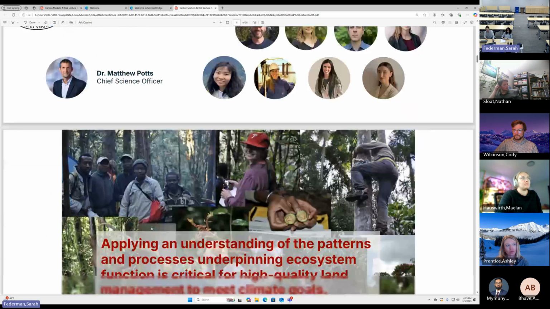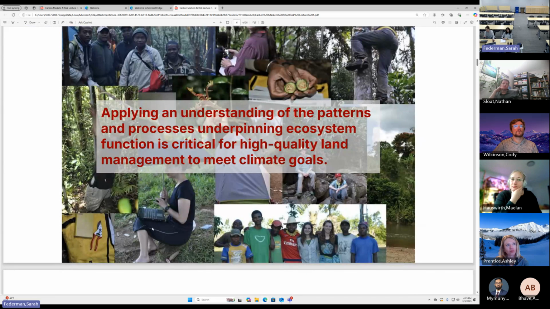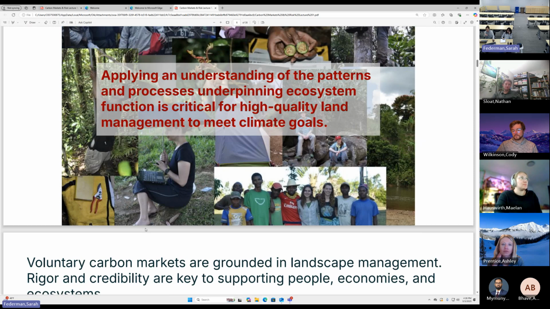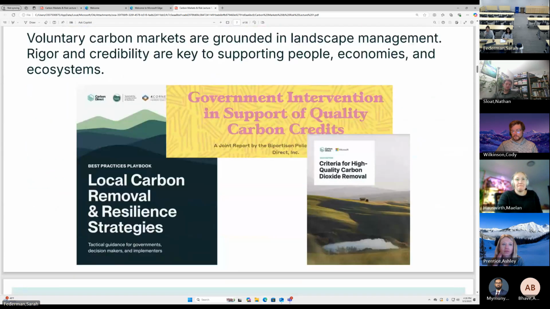We're going to talk a lot about nature-based systems in this class because that's what I know. If you have questions about engineered or hybrid solutions, I'm happy to point you to resources, but I won't be super technical. I really strongly believe that we can't just talk about carbon. We have to talk about the patterns and processes that are underpinning ecosystem function to meet land management goals and plans that are a little more holistic in order to meet our climate goals. Because of that, these voluntary carbon markets are really grounded in a combination of landscape management and assessing rigor and credibility for supporting people's economies and ecosystems.